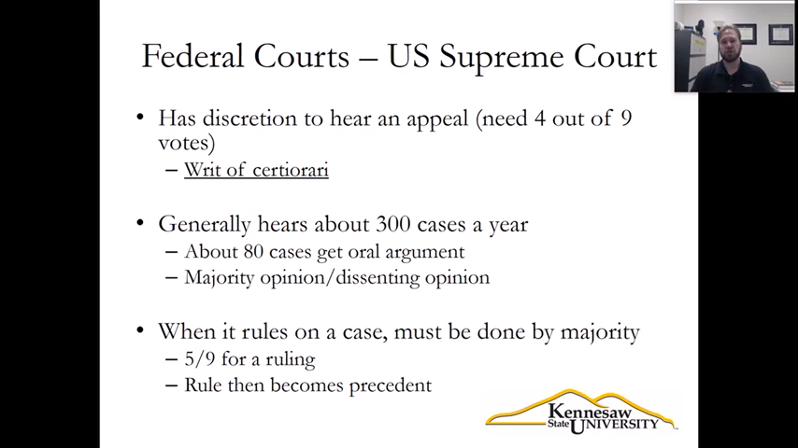So the U.S. Supreme Court generally hears about 300 cases a year. About 80 cases get to oral argument. So that's pretty few. And there's a majority opinion, and then there's usually a dissenting opinion. So if everybody doesn't agree, then there might be a dissent. You've probably heard of this before. When it comes to ruling on the case, it must be a majority rule. So 5 out of the 9 justices have to agree to either affirm a case or remand it and things like that. And if they agree, then that sets precedent. And then everybody in the entire country has to abide by whatever the court has said on that matter.